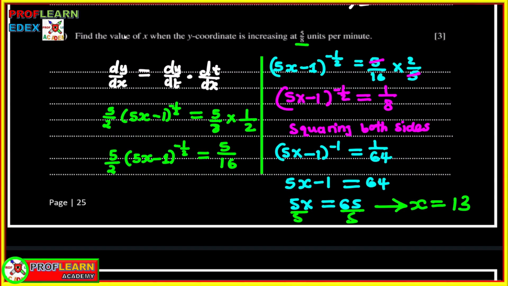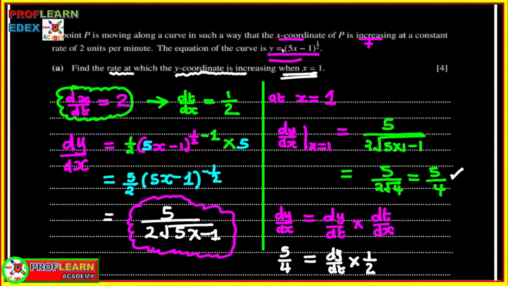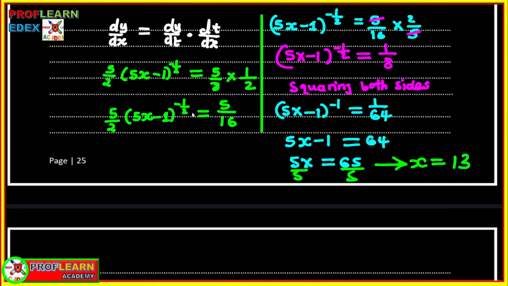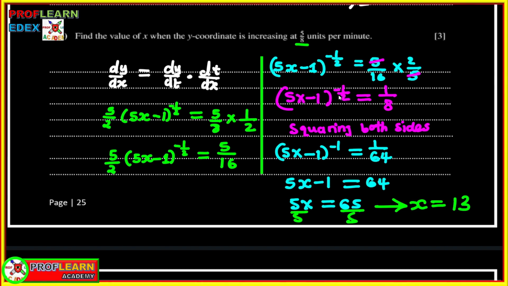Find the value of x when the y coordinate is increasing at the rate 5 over 8. So we are going to take the gradient function dy/dx and equate it to 5 over 8, because dy/dt is 5 over 8 times 1 over 2, because we were told the rate of change of x was constant, was not changing. So we retained it like that, and then we can work it out and find the value of x as shown there.